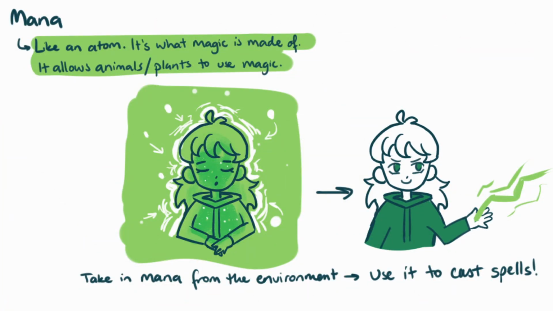So the way that plants and people use magic in this world is pretty simple. Mana is like an atom that allows people to use magic. People take in mana from the environment around them and circulate it through their bodies through mana circuits, and they make that energy theirs. With this energy, they power their skills and spells.